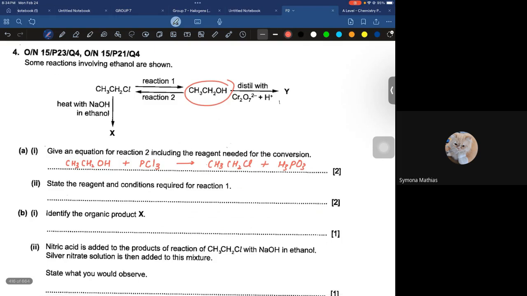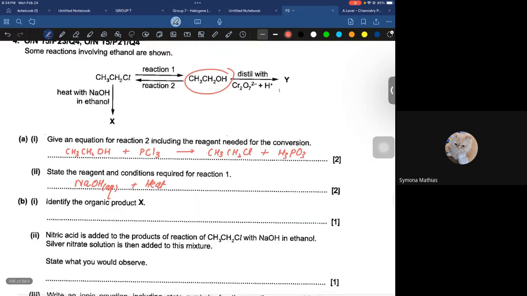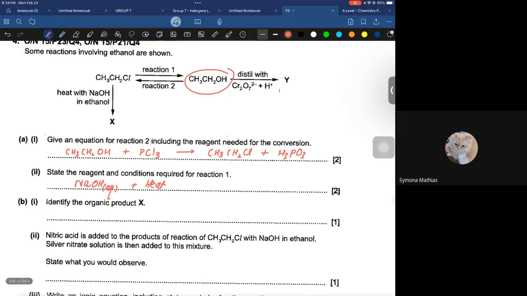State the reagent and condition for reaction 1. What is happening in reaction 1? Reaction 1 means that your chlorine is going to be substituted by OH. Your chlorine is going to be substituted by this OH. So I'm supposed to use aqueous sodium hydroxide, and we are supposed to provide heat. Okay, identify the organic product X.